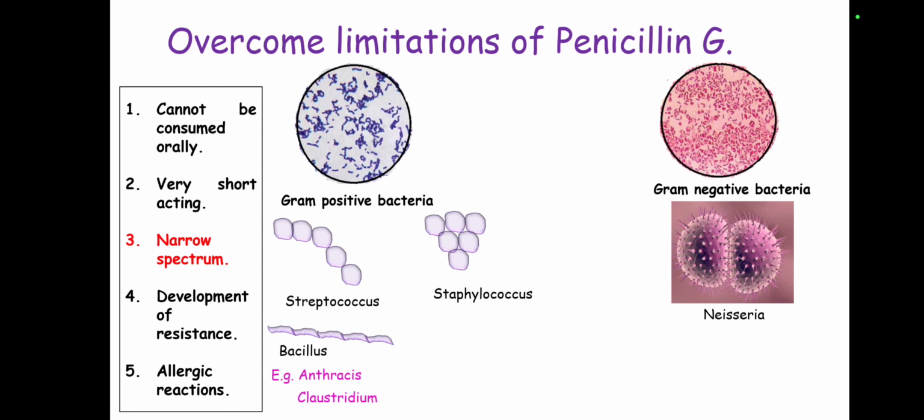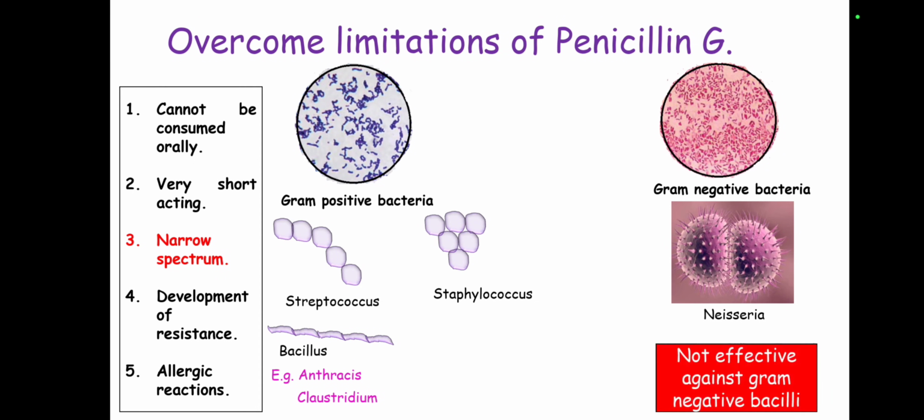But the main problem is penicillin G is not effective against gram negative bacilli. And gram negative bacilli are the biggest group of bacteria. A large number of bacteria are present in this group, for example E. coli, Shigella, Salmonella, all the Enterobacteria, Proteus, Pseudomonas, Klebsiella, all belong to gram negative bacilli. So penicillin G is said to have narrow spectrum because it is not effective against a large number of bacteria.